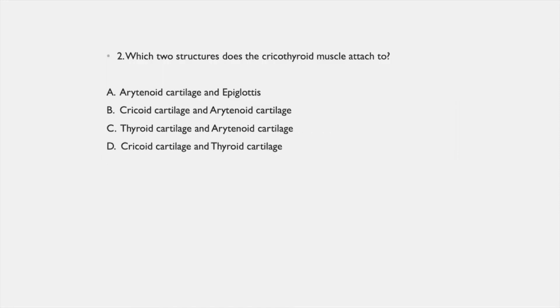Next question, which two structures does the cricothyroid muscle attach to? Is it A, the arytenoid cartilage and the epiglottis, B, the cricoid cartilage and the arytenoid cartilage, C, the thyroid cartilage and the arytenoid cartilage, or D, the cricoid cartilage and the thyroid cartilage? Give you a couple of seconds again. The answer is D, the cricoid cartilage and the thyroid cartilage.